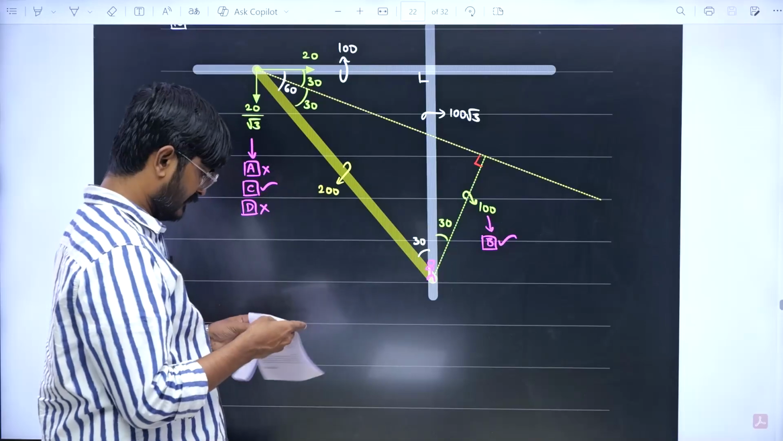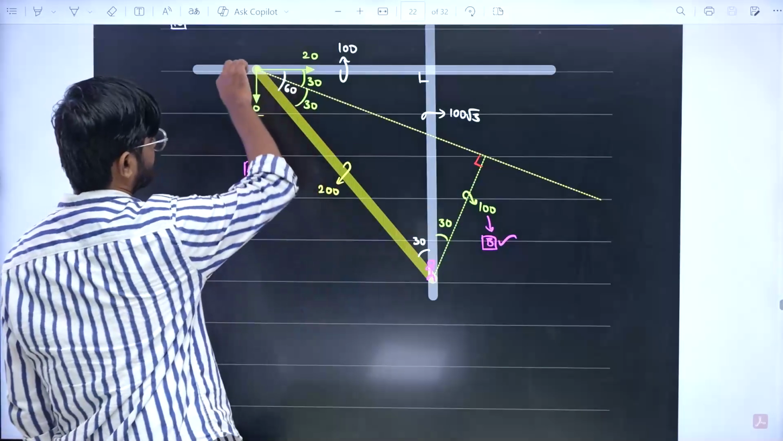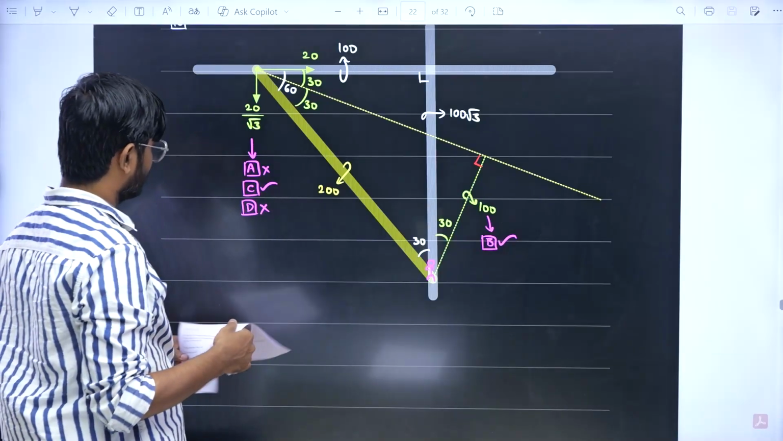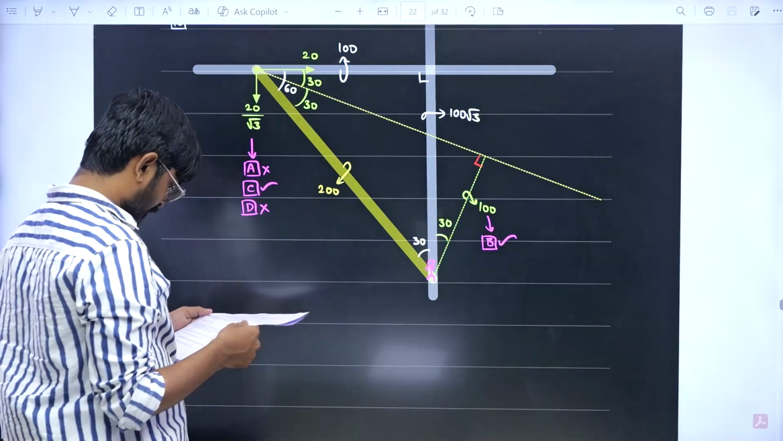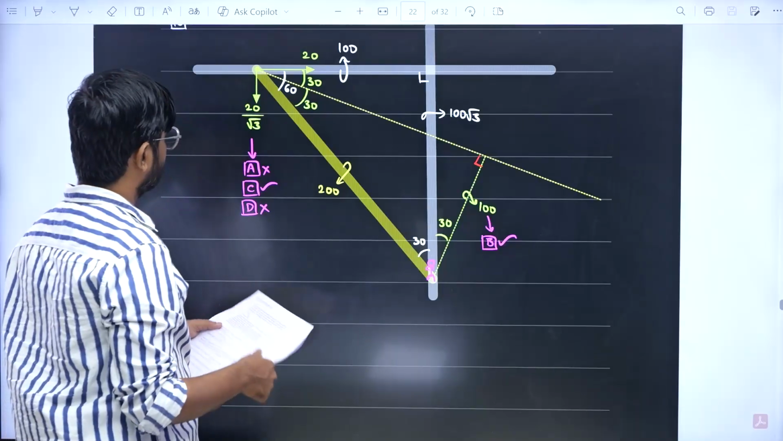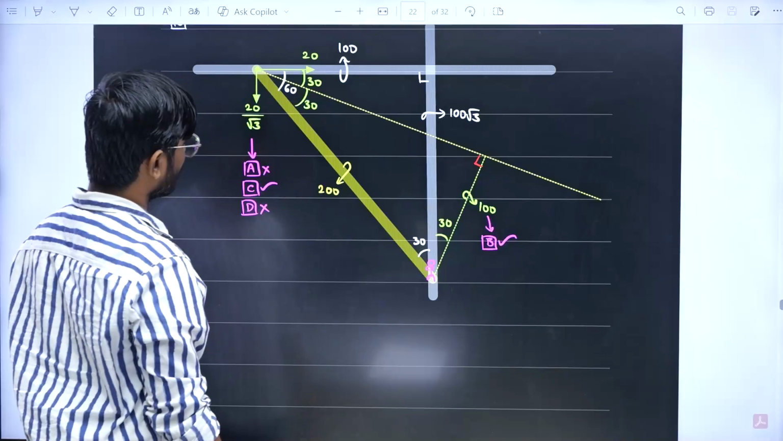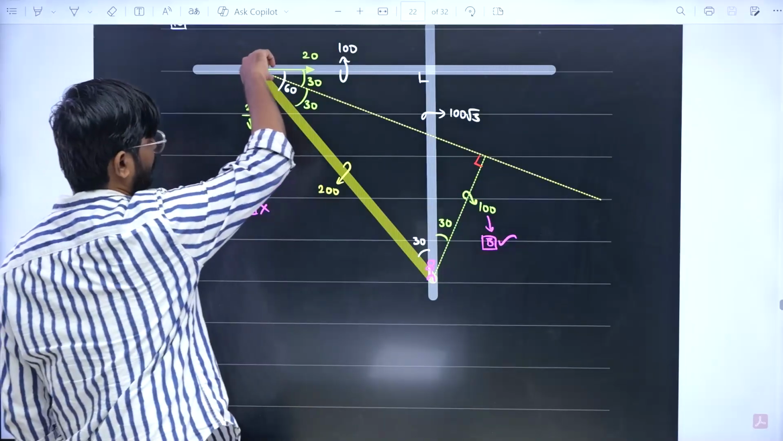You can sit on B. When you sit on B, you will feel this one has 20 this way and 20 root 3 this way. Then you need to calculate what is the net velocity. Net velocity, from there you will get option C is correct. And net velocity will be somewhere in this direction.